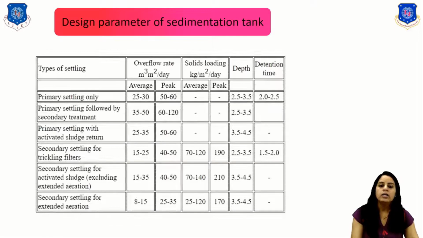For that, the design parameters of the sedimentation tank are given. On screen you can see a table with the various parameters and limits. First, for primary settling only, you have the overflow rate, the average and then the peak. Then primary settling followed by secondary treatment. Here all the types of settling are covered, and the overflow rate, solid loading, depth and detention time differ with the type of settling.